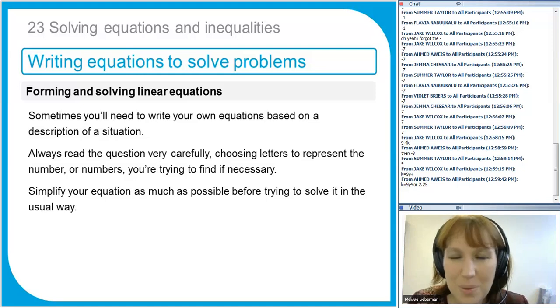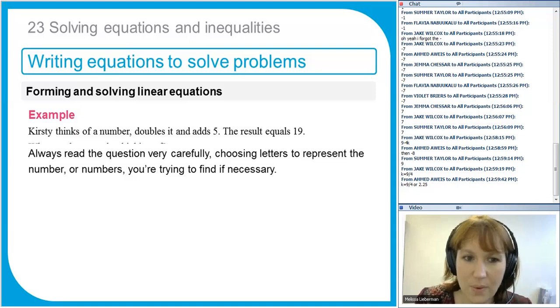More often it will be used to solve problems in geometry, for example, areas of rectangles or missing angles on a straight line, that sort of thing, where you're using letters to represent unknowns and then writing an equation and then solving that equation to find the answer. Okay, let's have a look at a few examples.